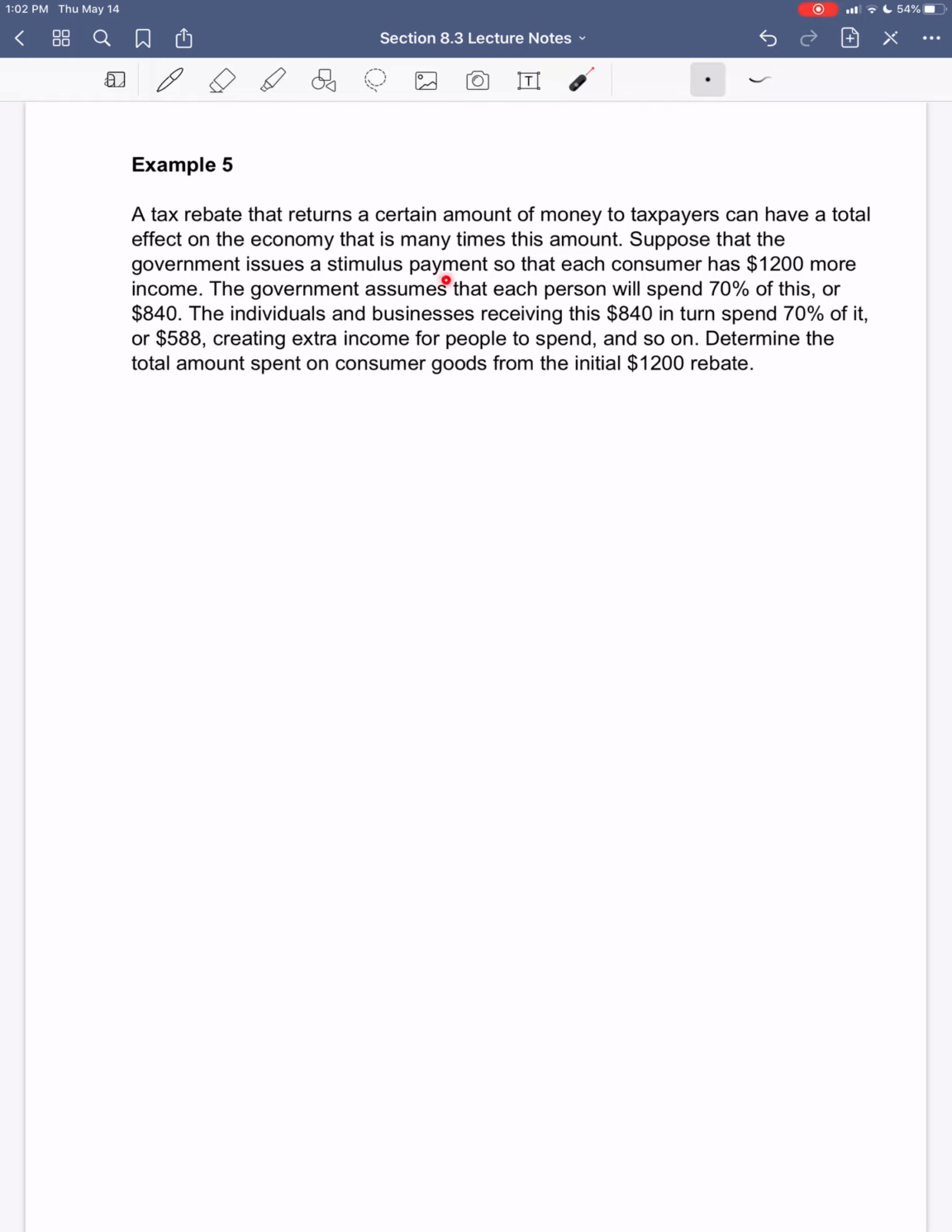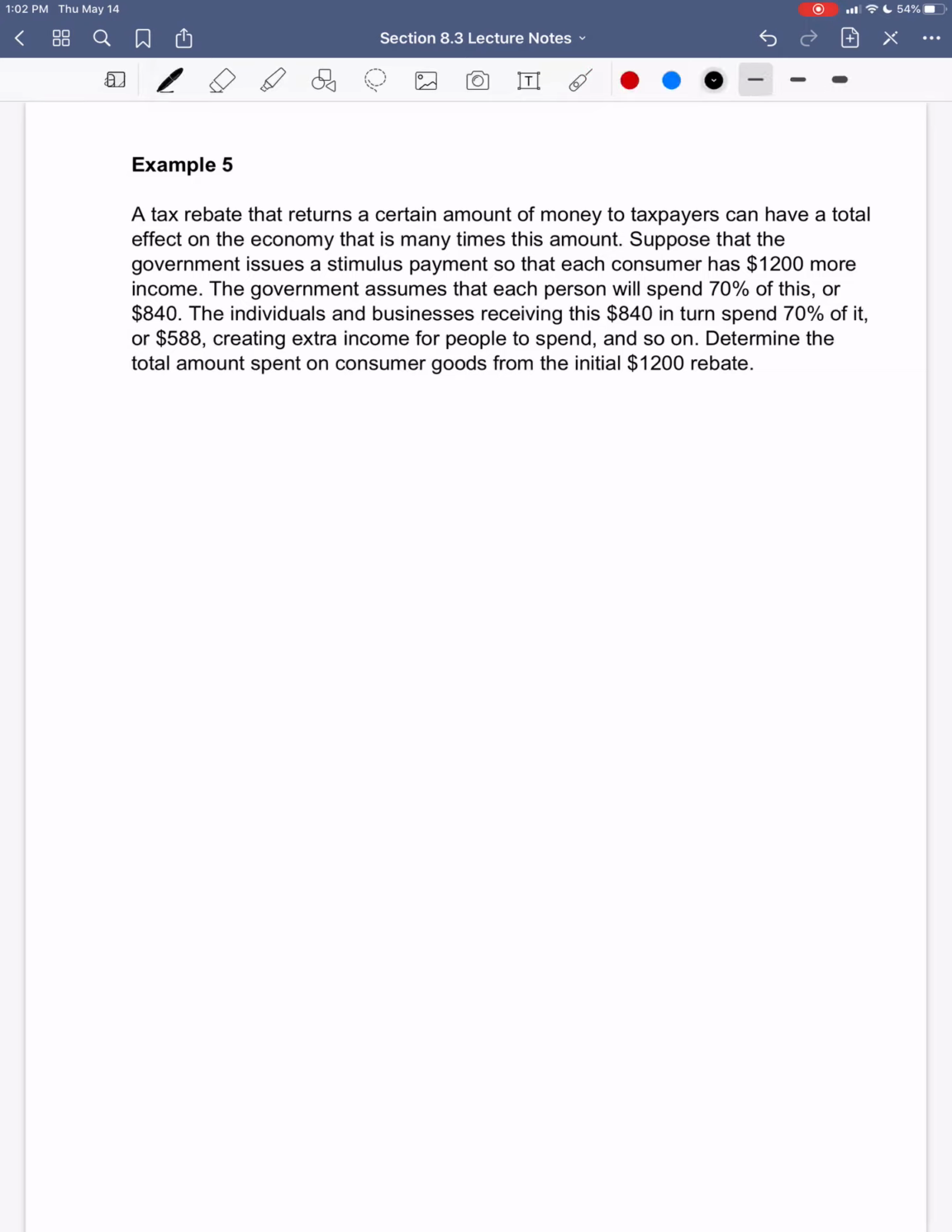The government assumes that each person will spend some percentage of that, let's say 70%. So if I take 70% of $1,200, that's $840. So a typical consumer will spend $840 and they'll save the other $360 or pay off bills or something like that. So then the individuals and businesses who receive this $840 in turn spend 70% of it, or $588. But that creates extra income for other people to spend, and so on. Determine the total amount spent on consumer goods from the initial $1,200 rebate.